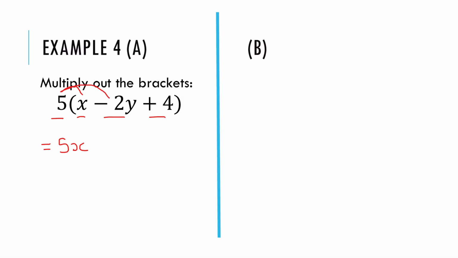Positive times a negative gives me a negative. 5 times 2y, well I'll start by doing 5 times 2 is 10 and the y is there as well, so that's 10y. Positive times a positive is a positive. 5 times 4 is 20. One of these terms has an x, one has a y, and one is just a number, so we can't join any of these together.